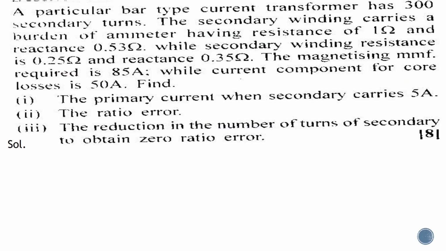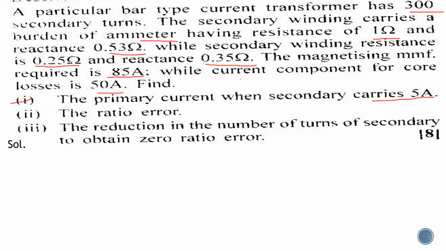Starting with the question: a particular bar type current transformer has 300 secondary turns. The secondary winding carries a burden of an ammeter having resistance of 1 ohm and reactance 0.53 ohm, while secondary winding resistance is 0.25 ohm and reactance is 0.35 ohm. The magnetizing MMF is 85 ampere while the current component for core loss is 50 ampere. Find the primary current when secondary carries 5 ampere current.